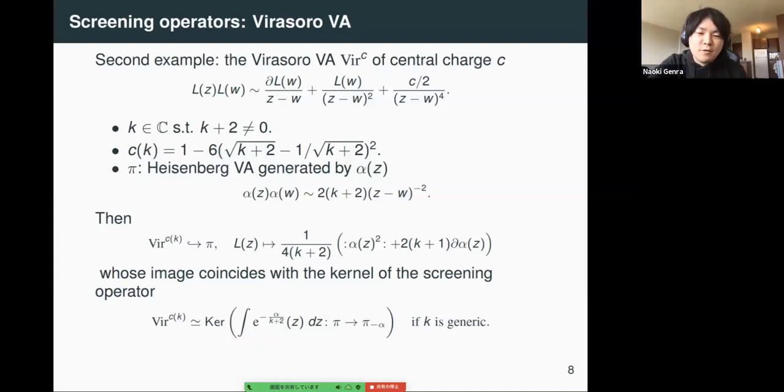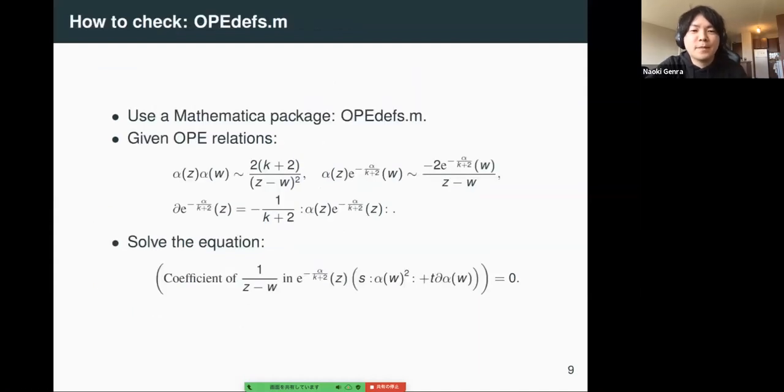So this statement is possibly a little bit difficult, because this exponential is not an element of the lattice vertex algebra, because k is arbitrary. This cannot be identified with some element of the lattice. So how do we check this statement? Usually I use a mathematical package, OPEdefs. So today I will explain how to check this statement.